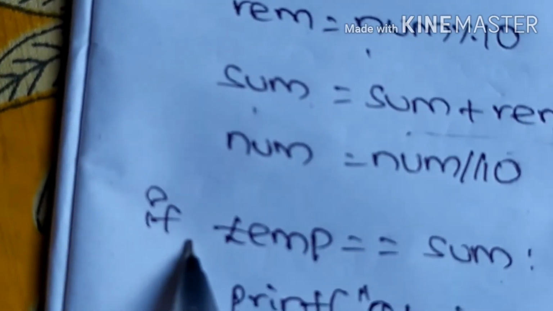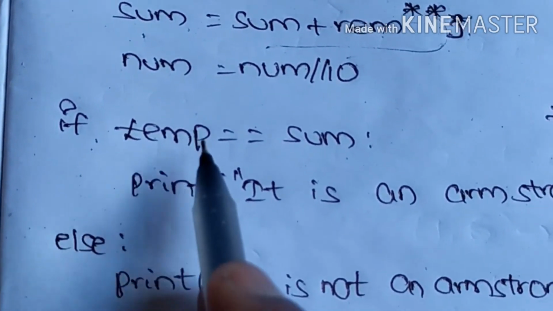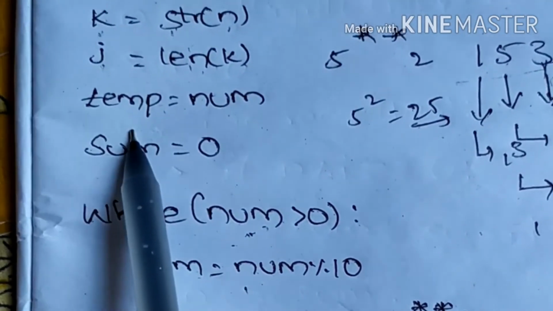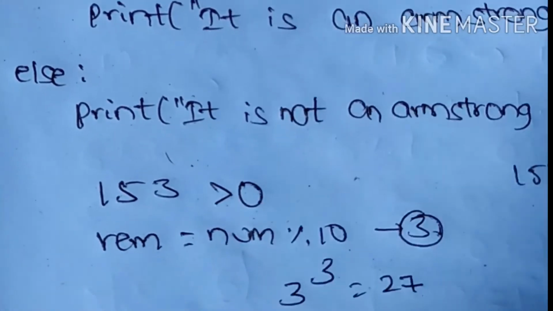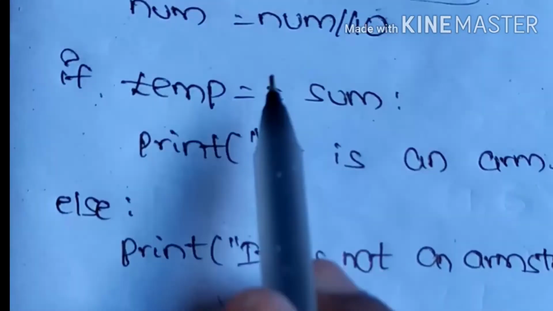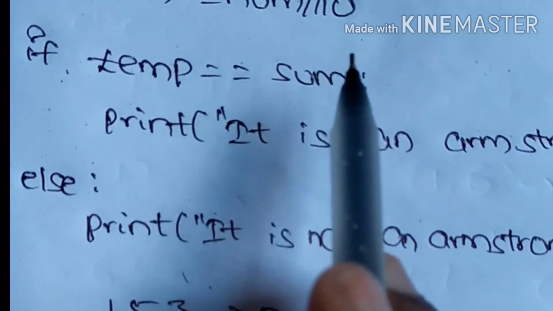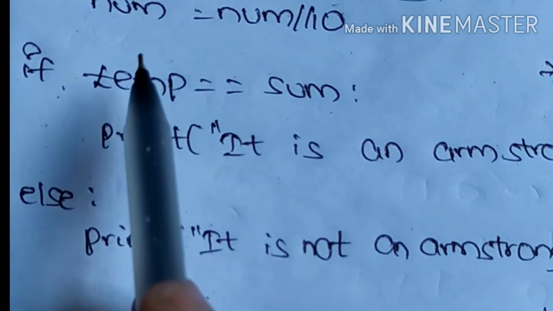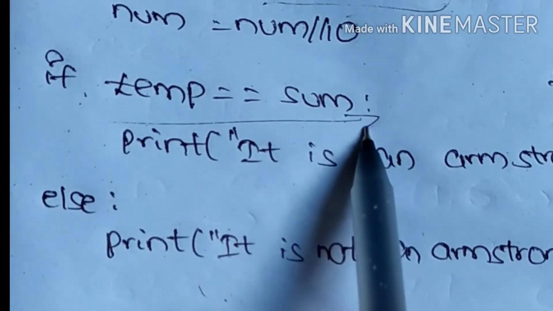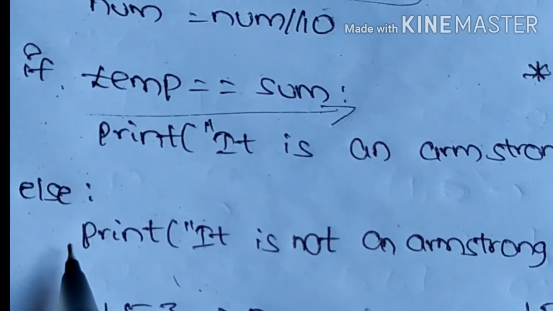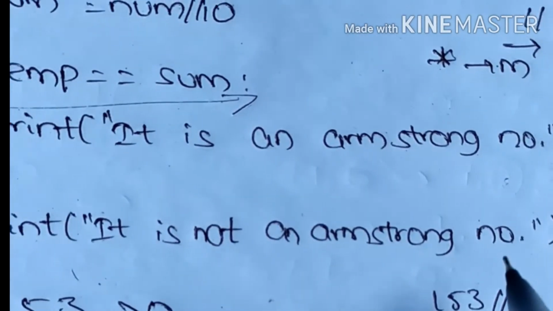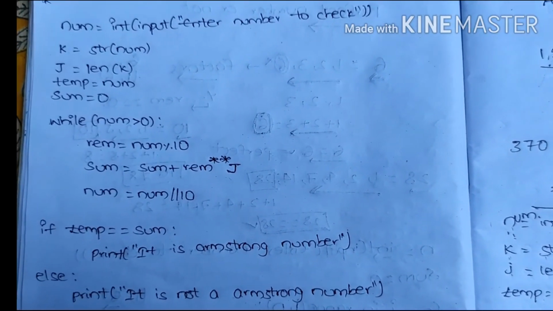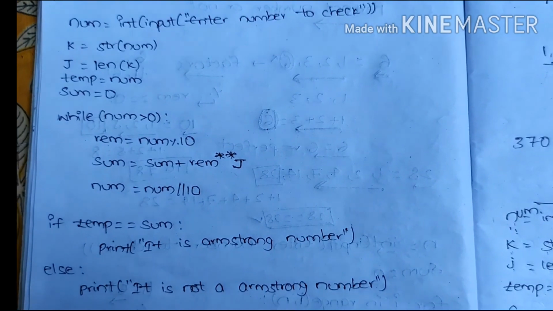It goes to if condition. It checks if temp equal to sum. Temp is num, right? That is 153. Here we got 153 sum. So 153 equal to 153. It prints it is an Armstrong number. If this condition is not satisfied, then it goes to else condition and prints it is not an Armstrong number. This is the whole program to check whether the given number is Armstrong number or not.